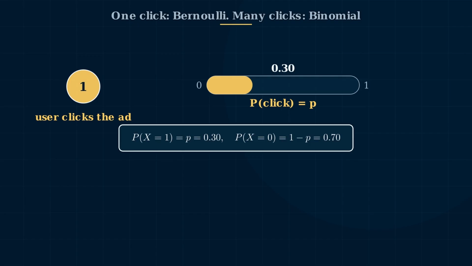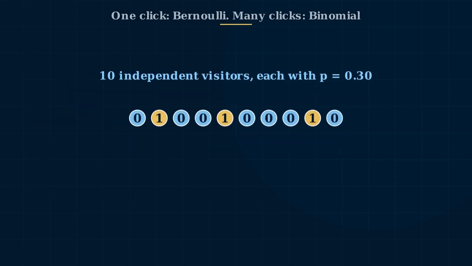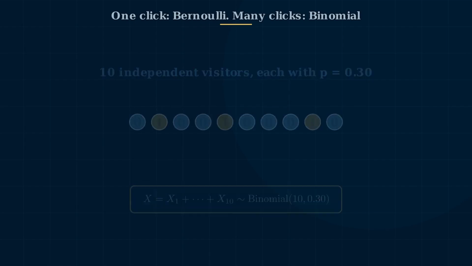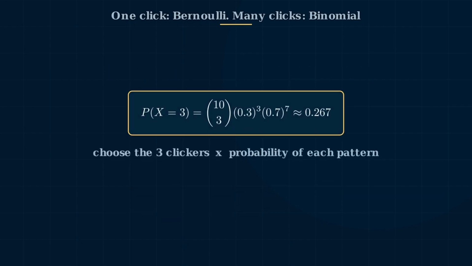Now observe 10 independent visitors with the same click probability, and add their 10 Bernoulli variables. The total X counts clicks and follows a binomial distribution with n equal to 10 and p equal to 0.3. What is the probability of exactly 3 clicks? There are 10 choose 3 ways to choose which visitors clicked. Each such pattern contributes 0.3 cubed times 0.7 to the 7th. Multiply them, and the answer is about 0.267, roughly a 27% chance.